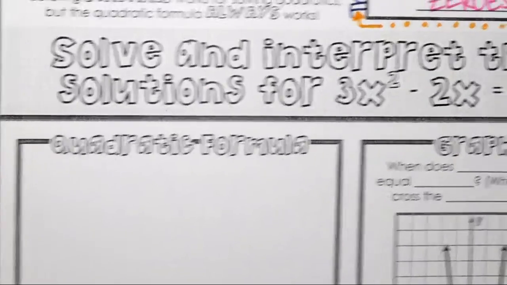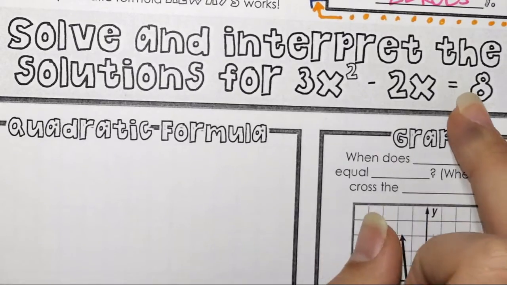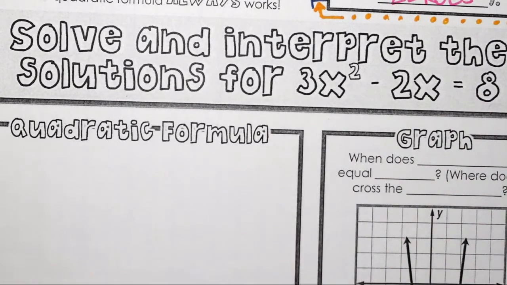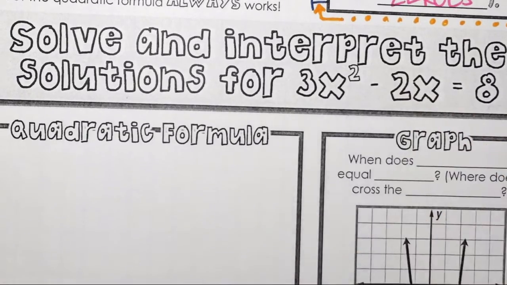Let's look at the next one. It says solve and interpret the solutions. We're just going to solve for the mode. Alright, so we have 3x squared minus 2x equals 8. What do we need to do with that 8?